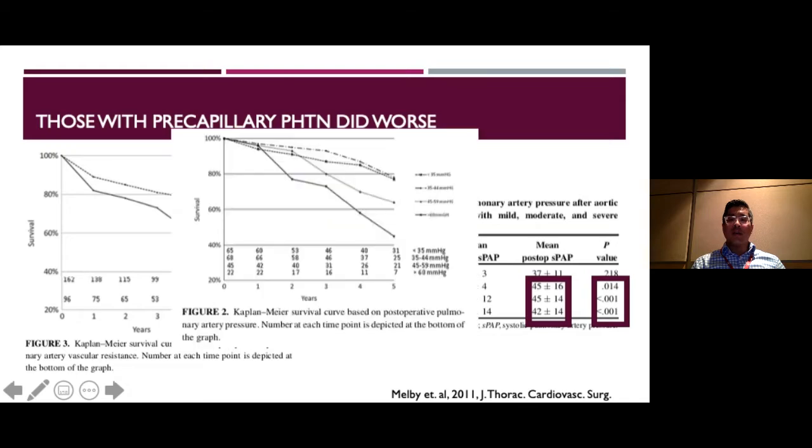This is also alarming, and if I can draw your attention to the previous graph, patients with moderate pulmonary hypertension had a poorer survival than those with mild pulmonary hypertension. This begs the question of whether patients with severe AS should undergo AVR prior to developing moderate to severe post-capillary pulmonary hypertension.